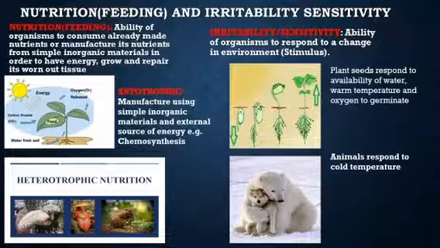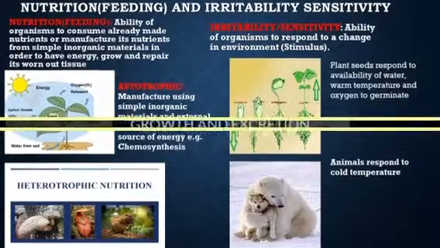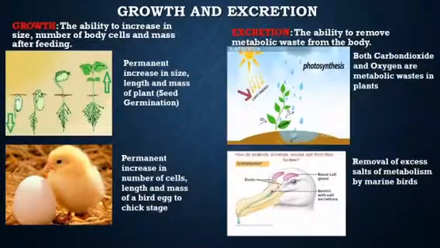meaning that every living organism can respond to a change in environment. Let's look at the other characteristics, growth and excretion. Growth in biology means the ability to increase in size or the number of body cells and mass after feeding. Look at this. I described this diagram earlier, that in the diagram you're seeing, a seed growing is a permanent increase in size, length, and mass of the plant seed.